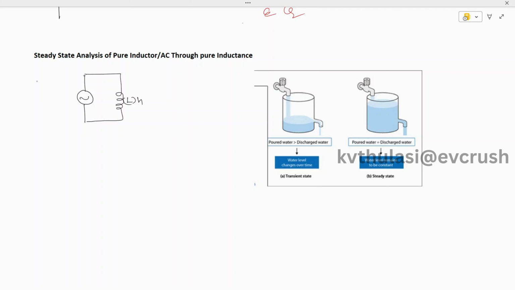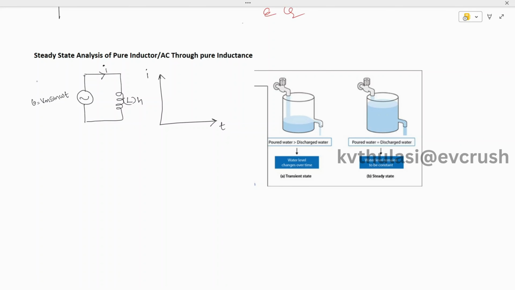The behavior of the inductor will be of two categories. Let's try to plot. The applied voltage is V equal to Vm sine omega t. Automatically a current of I amperes will be flowing. Now I'm going to plot the graph of current versus time.